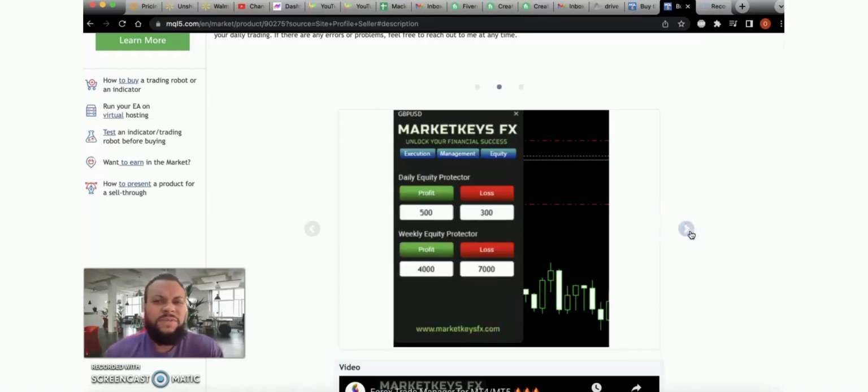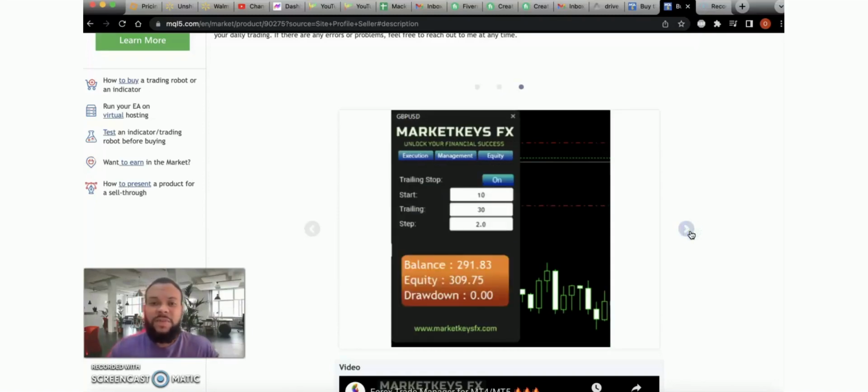Now, the most important feature it has is the daily equity protector. It allows you to stop yourself from over trading, basically. So if your target is $100 for the day, once you hit $100, you can't trade anymore. That's it. Same thing for loss. If your limit is $100 loss for the day and you don't want to trade anymore, once you hit that loss, it prevents you from trading the account.